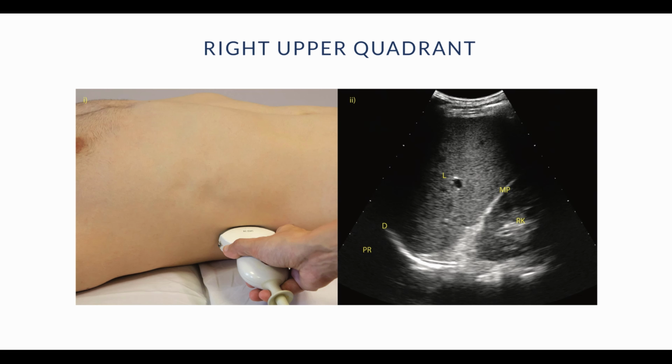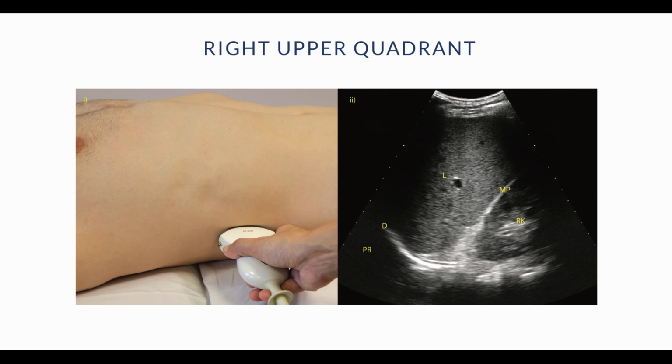The right upper quadrant is the most common initial window to acquire and may demonstrate free fluid in up to 66% of positive FAST exams. The probe is placed in the right flank in the sagittal plane with a probe marker pointing cranially. From this position, the probe may be rotated to lie parallel to the ribs to reduce acoustic shadow artifact obscuring the image.